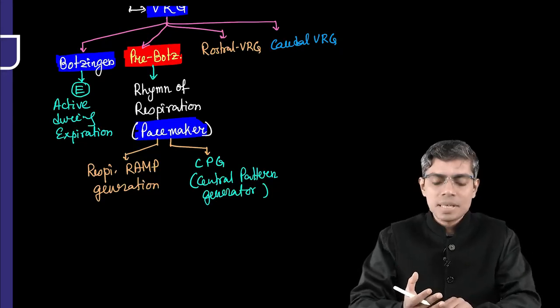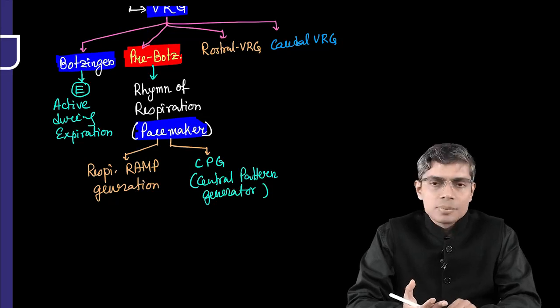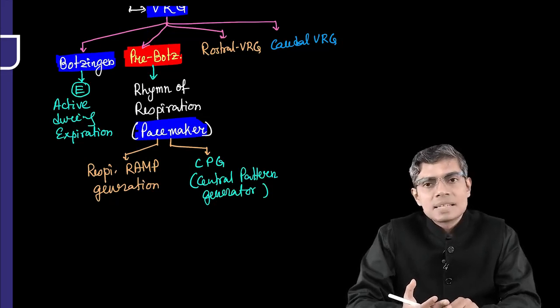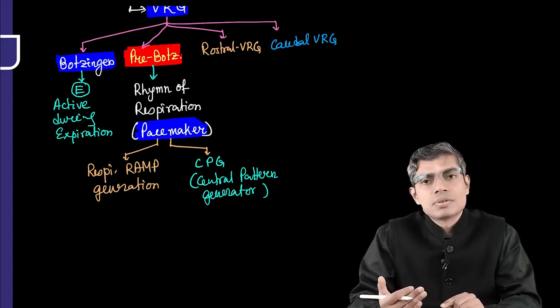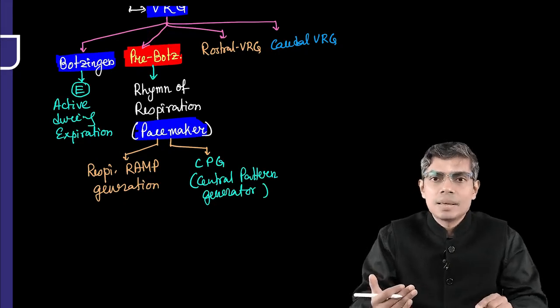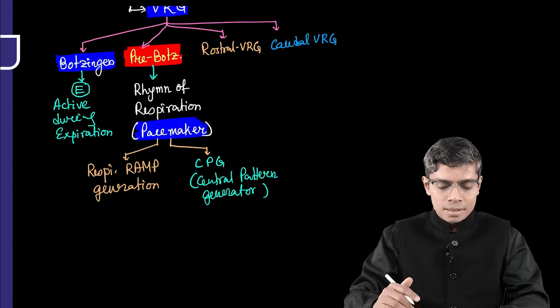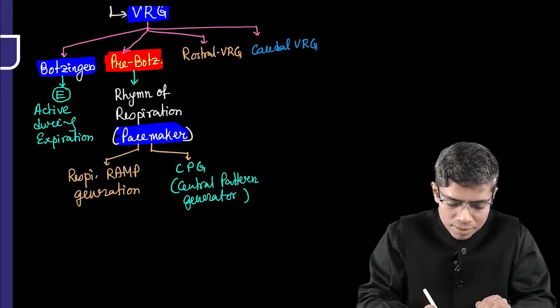So pre-Bötzinger complex generates respiratory rhythm, because of which it is the pacemaker. The pacemaking activity generates nothing but the ramp signal. The pacemaking activity is also known as CPG, central pattern generator, right? Now you look at the rostral VRG.